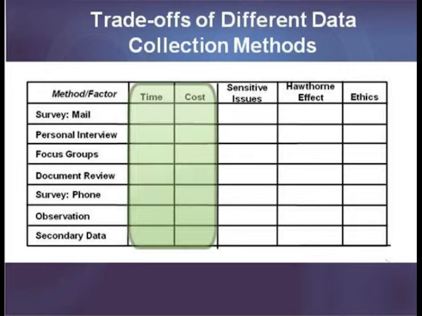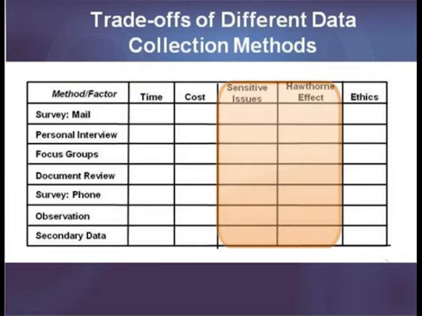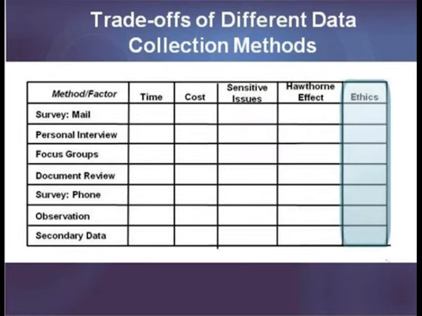Time and cost, clearly part of the feasibility standard. Sensitive issues and Hawthorne effect, clearly related to the accuracy standard. You know, if the issue is sensitive and or someone is aware that they're being observed, which is what the Hawthorne effect is about, clearly that may distort the accuracy of what they're telling me. And ethics, obviously just another way of stating the propriety standard. So in any situation, I'm always going to look at the criteria that are most relevant, and I'm going to choose the methods and sources that maximize those criteria.